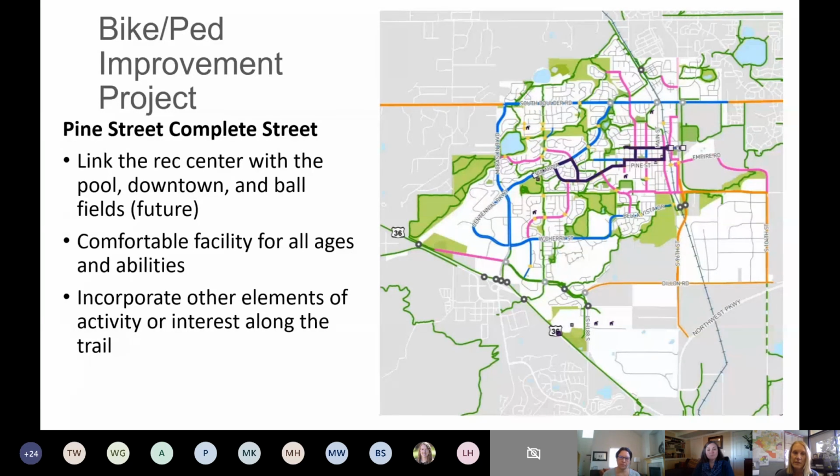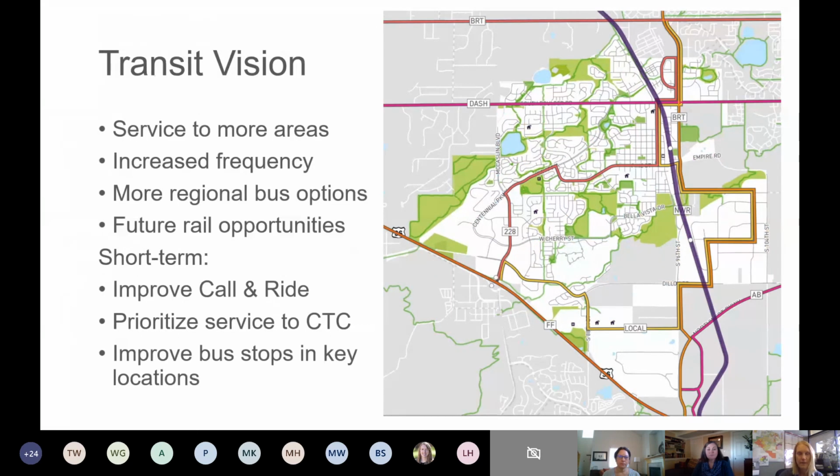So we're completing those. And we're really creating more of a complete street element along Pine Street so that it's much more accessible and comfortable for people to use the different modes of transportation, again, to travel east and west throughout the city. We're excited about that. That work is happening right now and is expected to be complete later on this summer. We also looked at transit and really interested in increasing service and providing service to more areas.